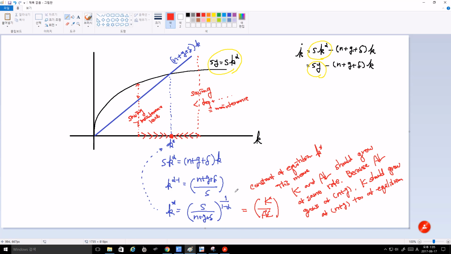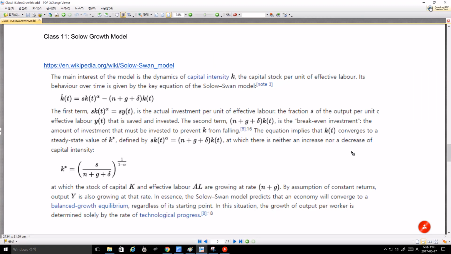Since K and AL grow at the same rate, and we know Y equals K^α (AL)^(1−α), Y dot over Y is α times K dot over K plus (1−α) times (AL) dot over AL. Because they grow at the same rate, α(n+g) + (1−α)(n+g) is n+g, right? So in equilibrium, Y should grow at n plus g too. That's what it means.